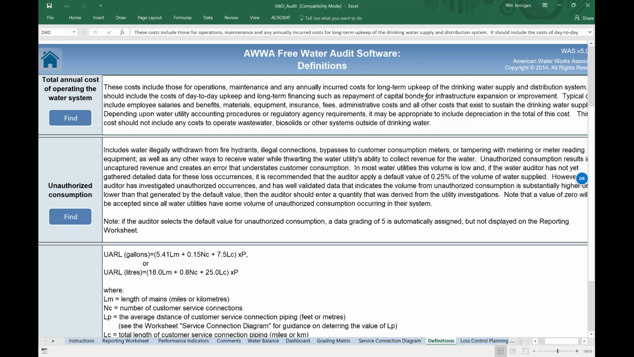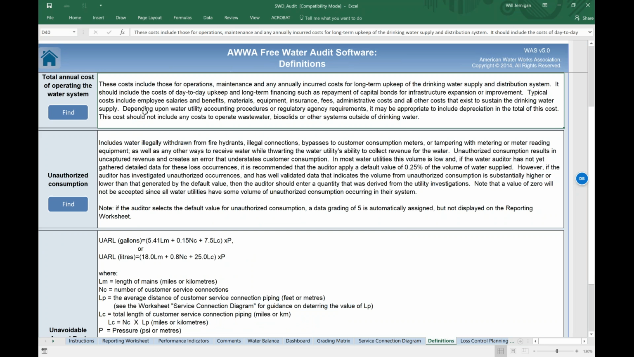So if you have debt, repayment of bonds for water-related capital projects, you would want to include the debt service payments in there. Typically, you have, obviously, employee salaries and benefits, et cetera. You can kind of see those. The one that can vary a little bit depending on your financial policies is whether or not to include depreciation. And we usually leave that up to the utility to make that call.